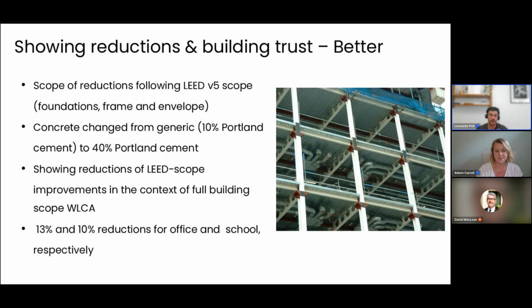So what we did is to only include reductions within the LEED scope, so foundations, frame, and envelope. We changed the concrete from a generic 10% Portland cement replacement to a 40% Portland cement replacement. And then we showed reductions of a LEED scope improvement in the context of a full building scope, so a whole life carbon assessment. A reduction between 13 and 10% was found for the office and the school respectively. And most importantly, this was a way to showcase that LEED is a good way to gain traction. We get people talking about it.